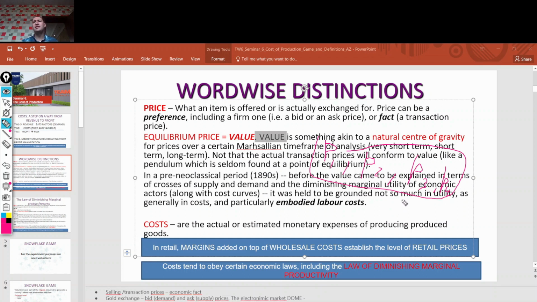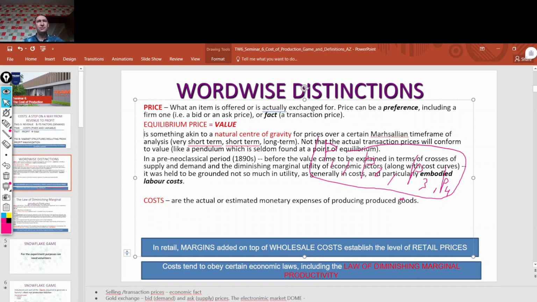It's like a pendulum. Remember, like in a grandfather's clock, there's a pendulum, and it swings. So this is like a case of prices fluctuating. I think it's a very apt metaphor for that. We have a pendulum that goes up and down, up and down, up and down.